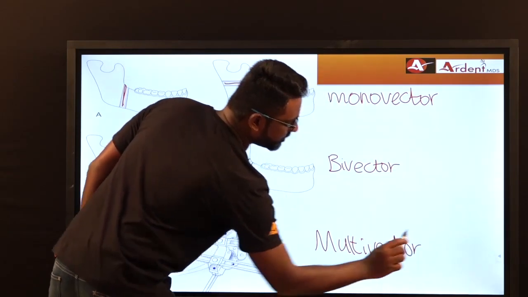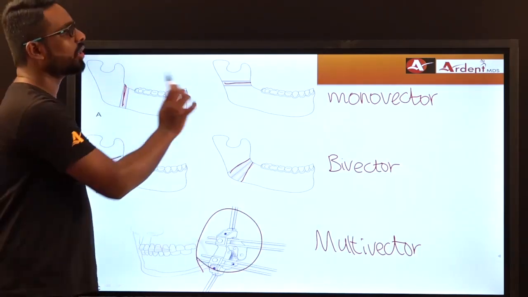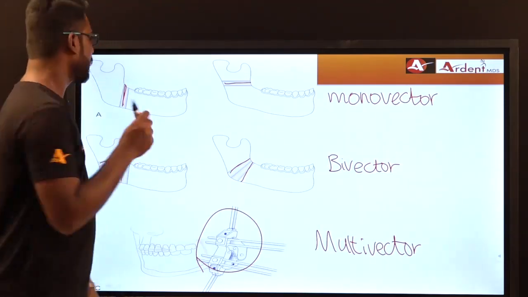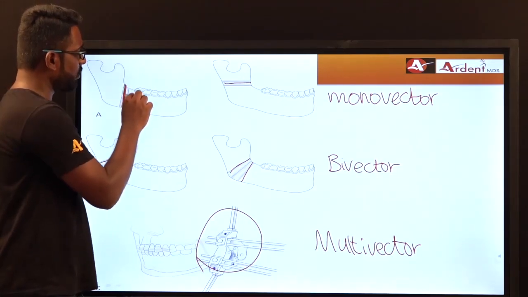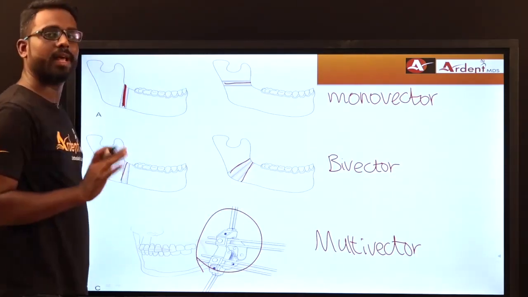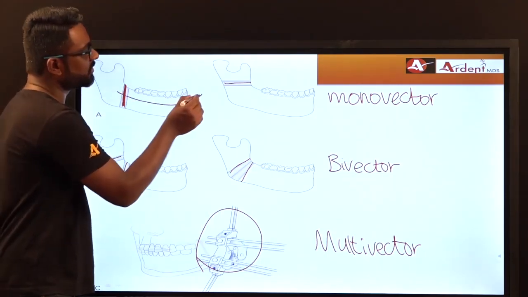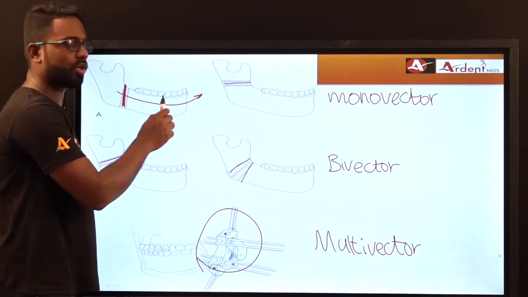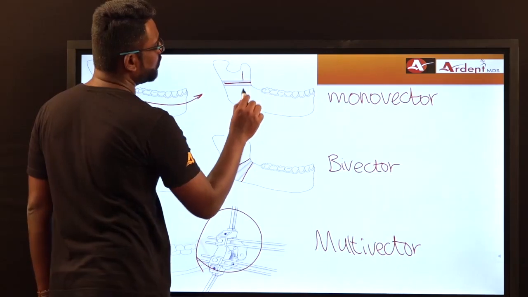The multivector distraction is always a little bit complex because the machine is a little bit bulky and it is also complex. So what do we mean by monovector or bivector or multivector distraction osteogenesis? It is simple. Here we are performing only one osteotomy. This is the vertical osteotomy. We are performing a vertical cut. So what will happen if we perform a vertical osteotomy? When we place a device, the mandible will move towards this side. See, it moves perpendicular to the osteotomy or the corticotomy that we have performed. When we put a vertical cut, it moves horizontally. When we put a horizontal cut, it will move vertically.